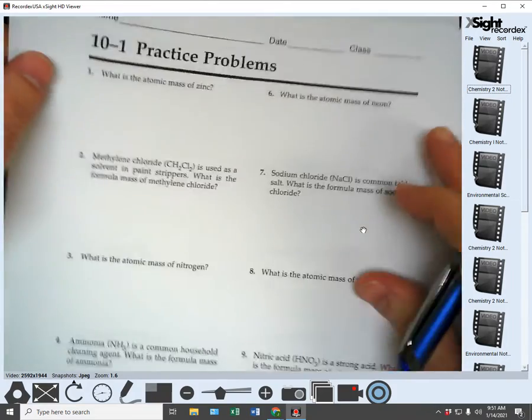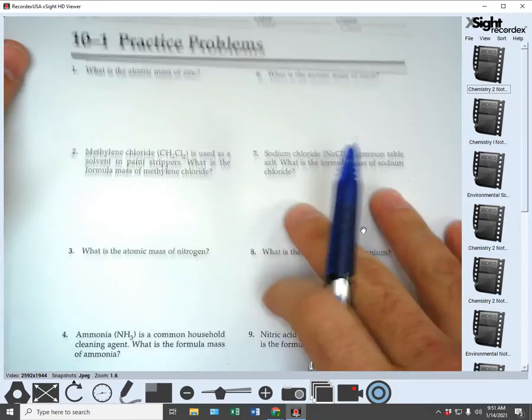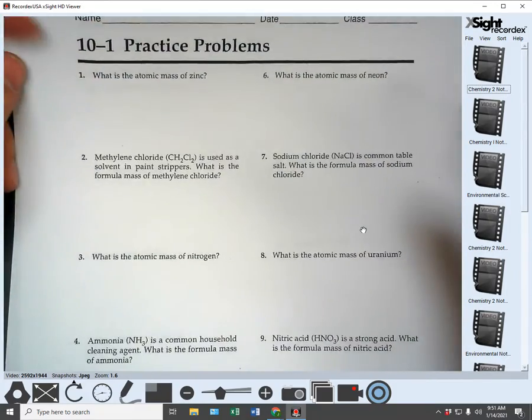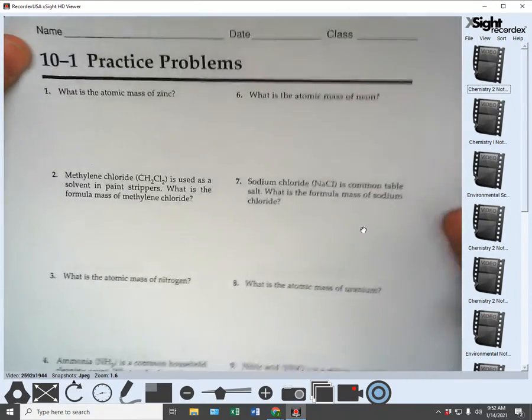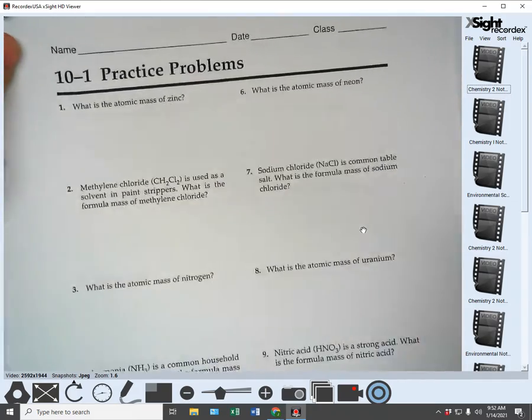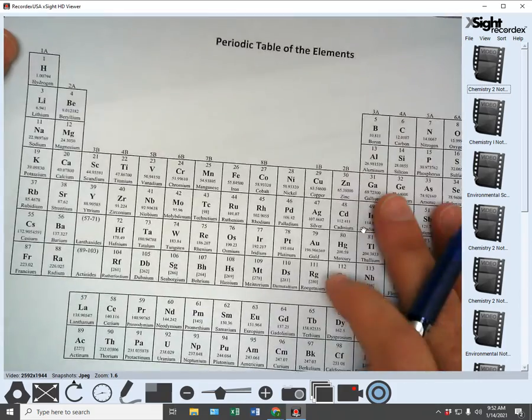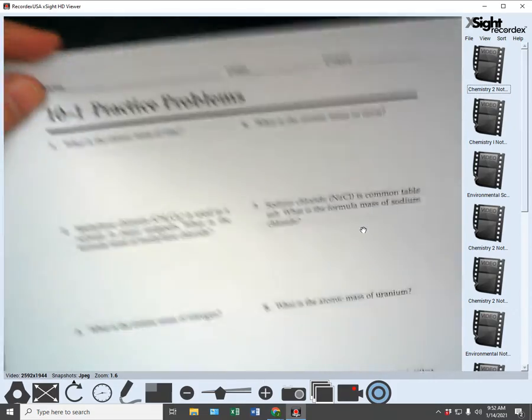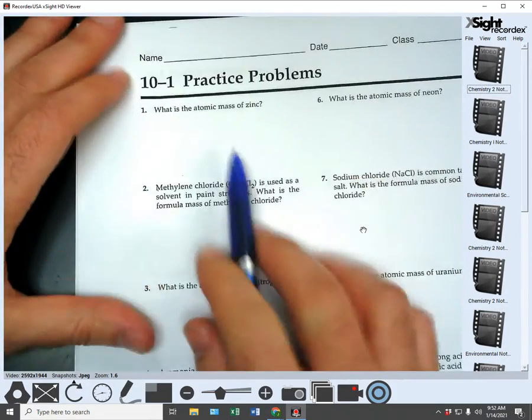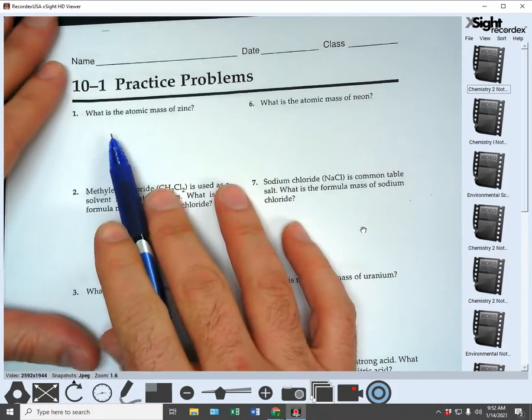You need to either do this on another sheet of paper or print this out and do it on it and then upload pictures, either way, because it's a PDF file. So you'll need a periodic table, either print it out or you can pull it up on your computer. You need the periodic table, okay? And so here, I'm going to do one of each type.